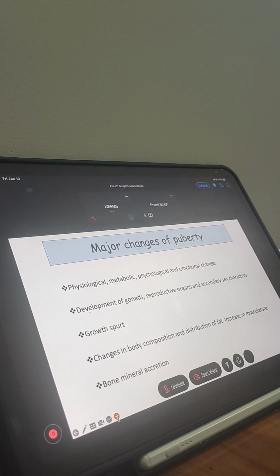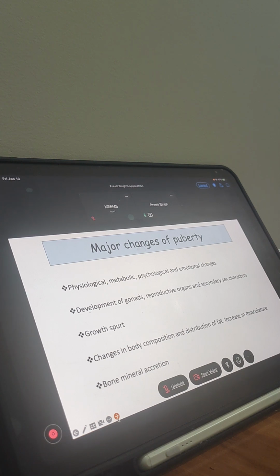Now, the major changes of puberty are the physiological, metabolic, as well as psychological and emotional changes. Adolescence is actually a period of turbulence wherein a lot of changes are happening, which involve the development of the gonads and the maturation of the reproductive organs, which results in the presence of secondary sexual characteristics. An important component of adolescence or puberty is the growth spurt. We all experience this growth spurt, the increase in height velocity during puberty, and it is one of the key components of puberty.